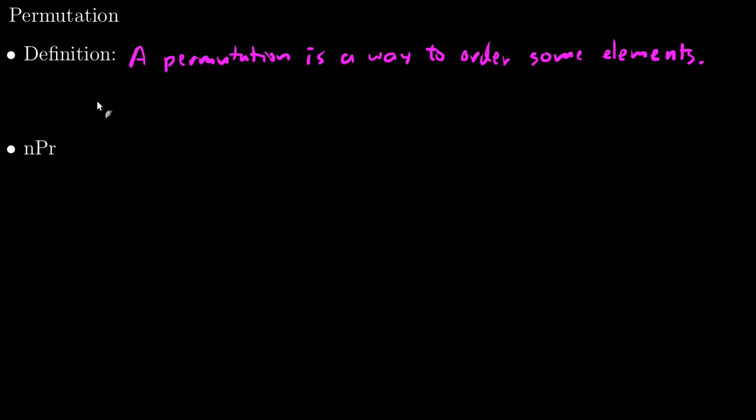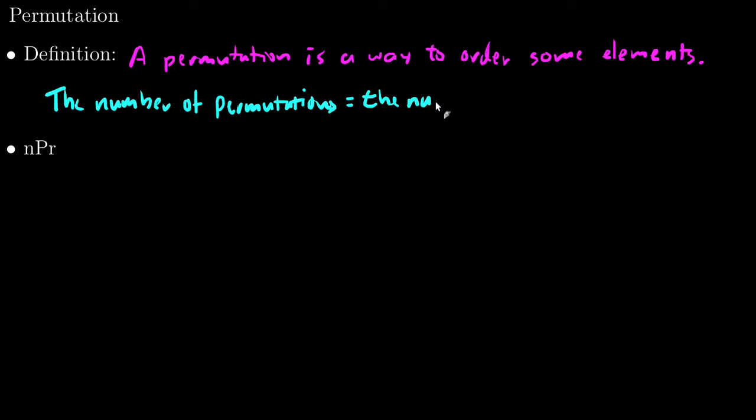The most common problems we're going to see is talking about the number of permutations, and the number of permutations is equal to the number of distinct orders or arrangements. So from our example earlier, when I said how many ways are there to arrange the letters A, B, C, that's the same thing as saying how many ways are there to permute the letters A, B, and C, and there are 6 ways.